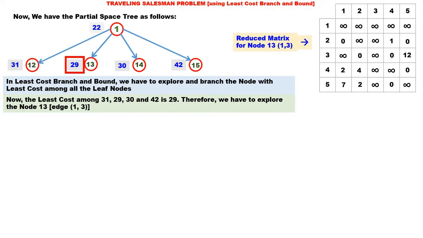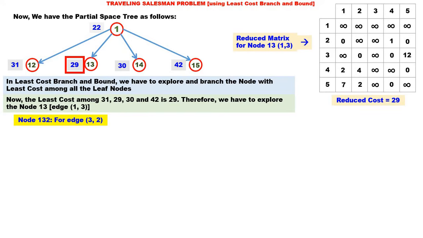Yes. Okay. Now, for node 1, 3, what are the possibilities? 1, 3 are already over. Therefore, 1, 2, 3. Either you can go to 2, 4 or 5. That is 1, 3, 2, 1, 3, 4 or 1, 3, 5. Three possibilities are there. Let us explore them. And the reduced cost was 29. That is the minimum cost.